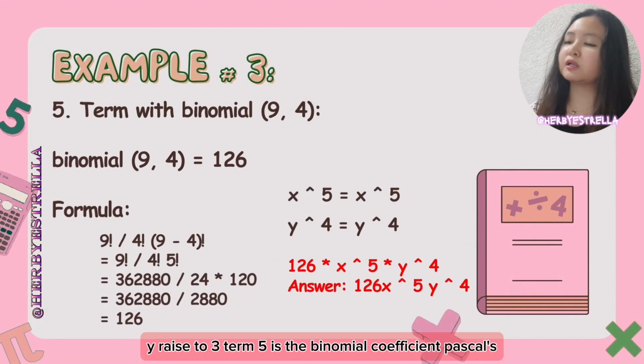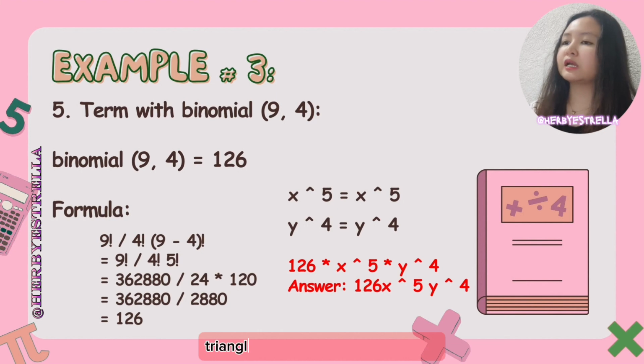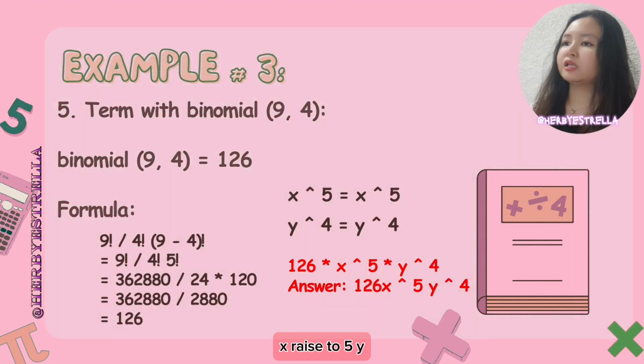Term 5: the binomial coefficient from Pascal's triangle, 9 choose 4, equals 126. The powers of x and y are 5 and 4 respectively. Multiplying this, we get 126x^5 y^4.